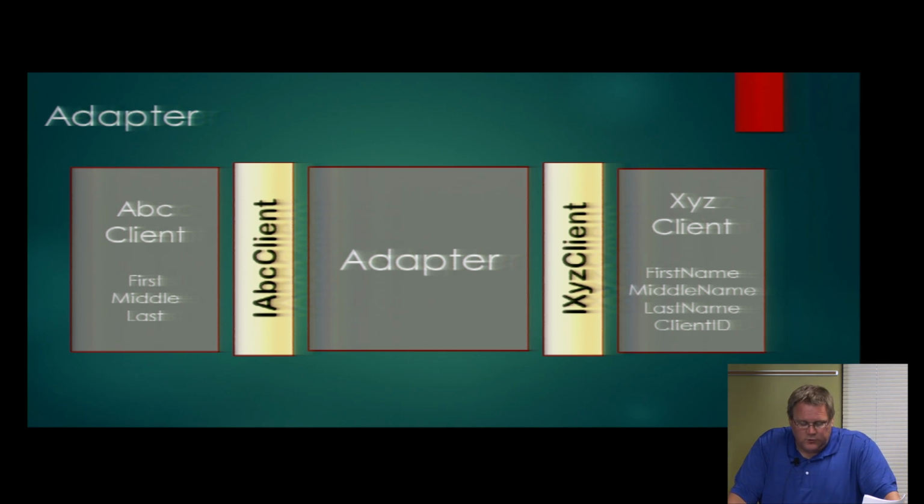So we have two businesses with clients. We have ABC and XYZ. And ABC calls people by first, middle, and last, whereas XYZ is first name, middle name, and last name, okay? So we create two interfaces, IABC client and IXYZ client. We put the adapter in the middle, okay? It implements both. Adapters can be one-way or two-way. In this case, we're going to do a two-way adapter. So we're going to implement both of the interfaces.